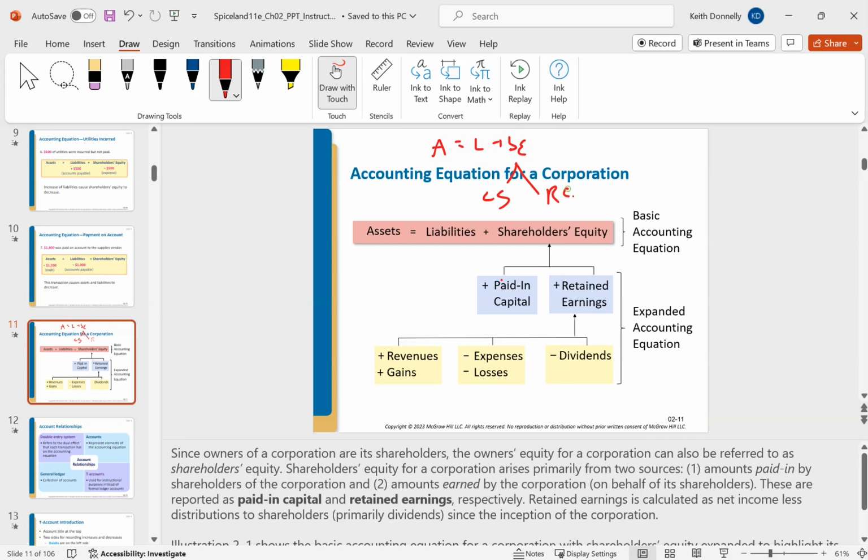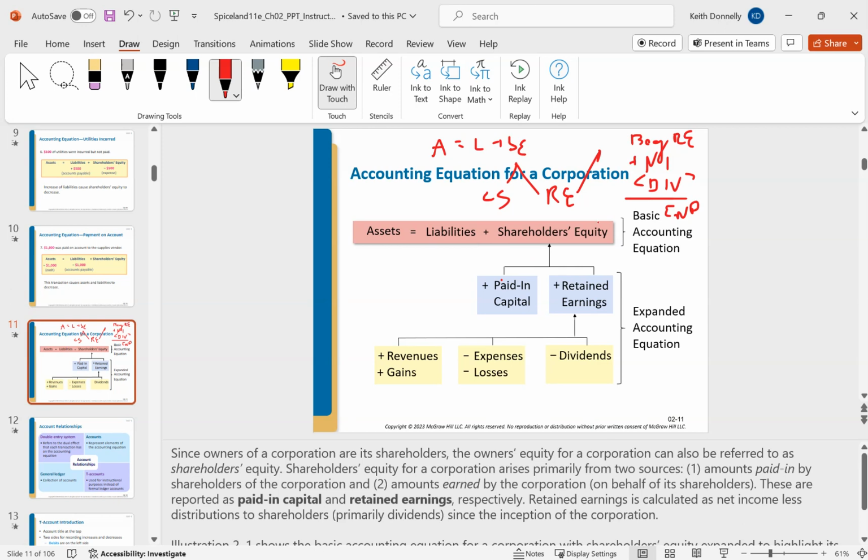And then your retained earnings. If you remember the retained earnings equation from your throwback days, it's your beginning retained earnings plus your net income minus your dividends gives you your ending. And if it was a net loss, you'd back it out.